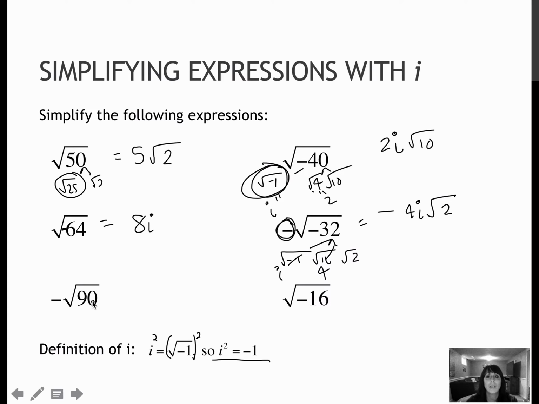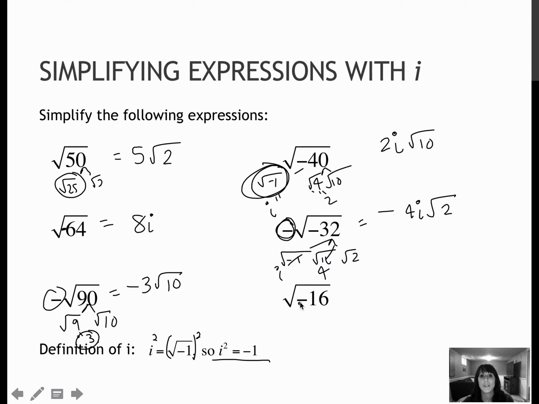For negative radical 90, would I have an i on this question? I would not, because the negative is on the outside, so I don't need to worry about the i. I would just break this down into radical 9, radical 10. The square root of 9 is 3, so that gives me the negative from the outside, and the 3, which is now on the outside, radical 10, still on the inside.